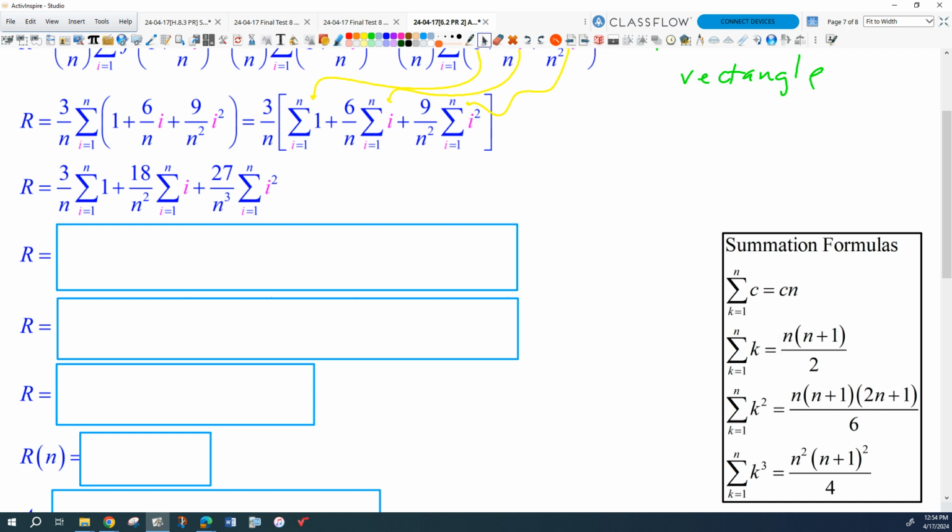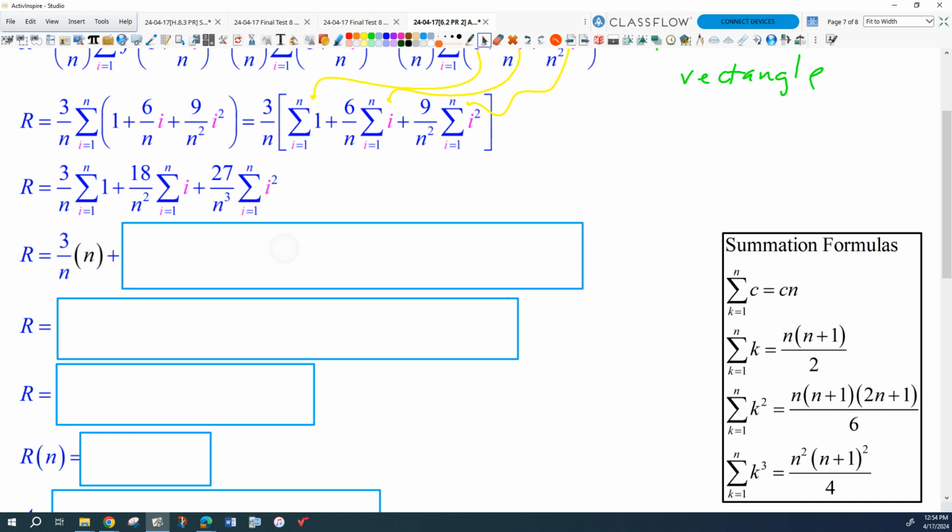So what is the sum of 1? Well, the sum of c as i goes from 1 to n would just be c times n, right? Well, c is 1 here. So 1 times n is n, right? So that first sum, this whole thing, I'm running out of colors here. Let's see, we'll go dark green.